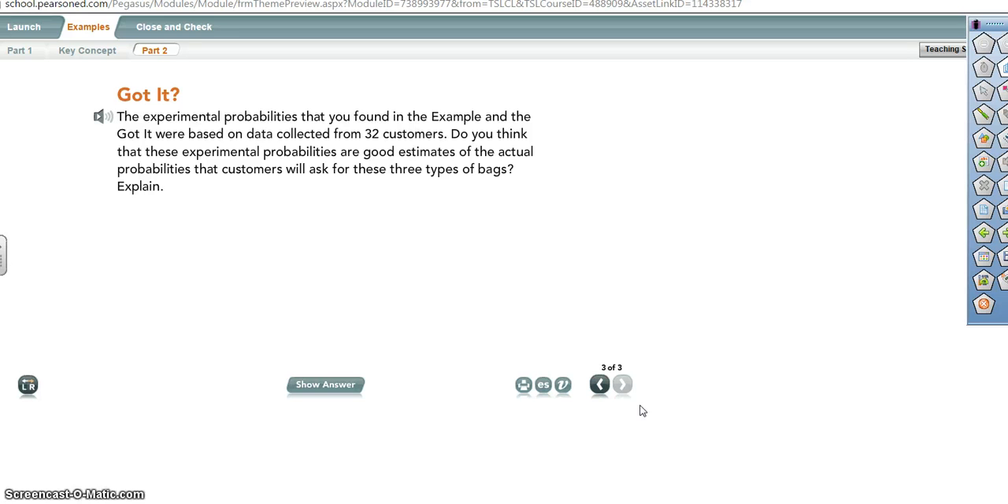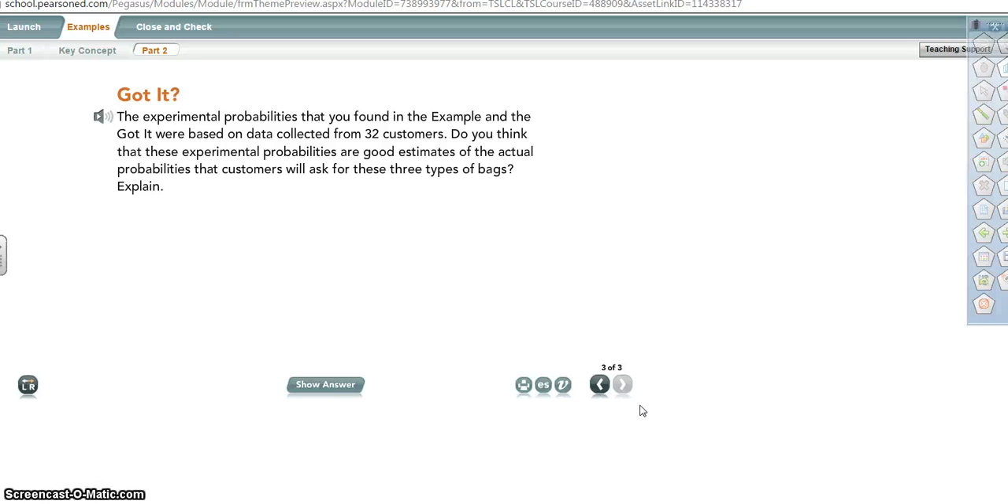The experimental probabilities that you found in the example and the got it were based on data collected from 32 customers. Do you think that these experimental probabilities are good estimates of the actual probabilities that customers will ask for these 3 types of bags? Well, probably it's really not just like a 1/3 chance of picking each kind of bag. There probably is really truly a more popular type of bag, and so we could find real probabilities of the chance of someone picking a certain bag.